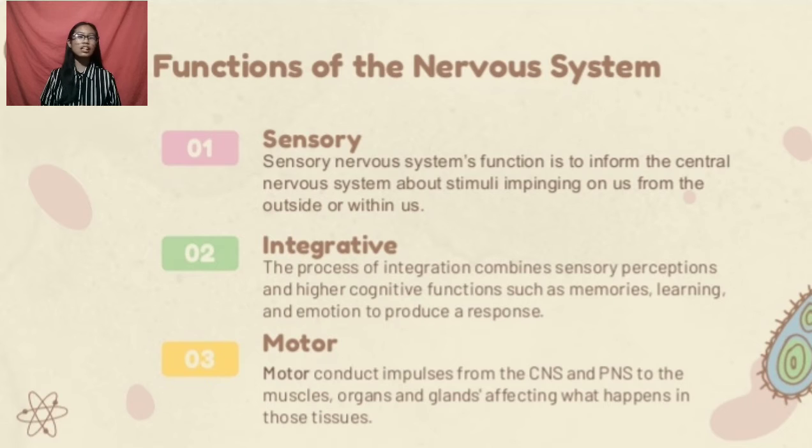We have the first one, sensory. So sensory nervous system's function is to inform the central nervous system about the stimuli impinging on us from the outside or within us. So millions of sensory receptors detect changes. These changes are what we call the stimuli. These stimuli occur inside or outside our body. They monitor such things as temperature, light, sound from the external environment, and from the internal environment inside our body.